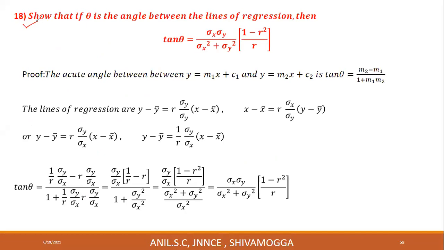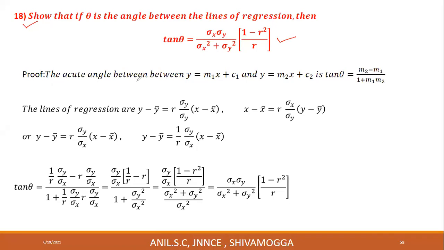Show that if theta is the angle between the lines of regression, then tan theta is equal to sigma x sigma y divided by sigma x square plus sigma y square into 1 minus r square whole divided by r. Proof.